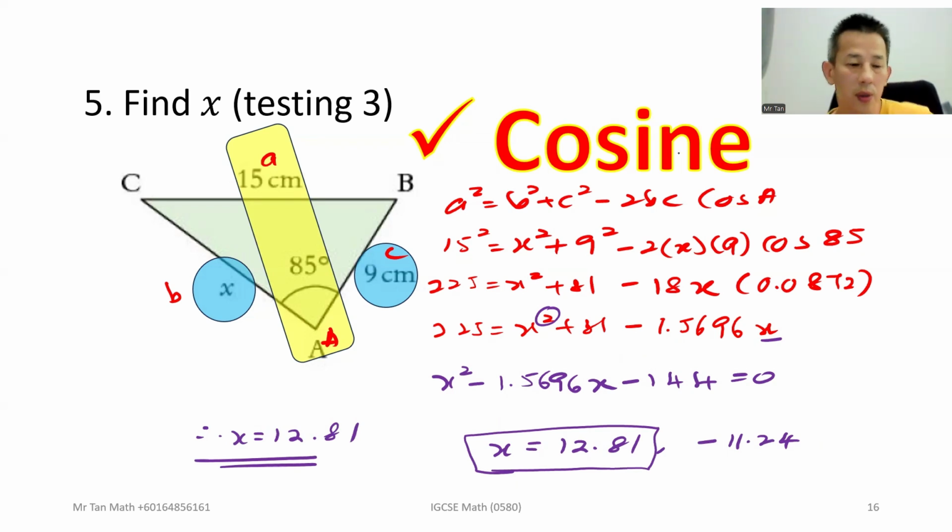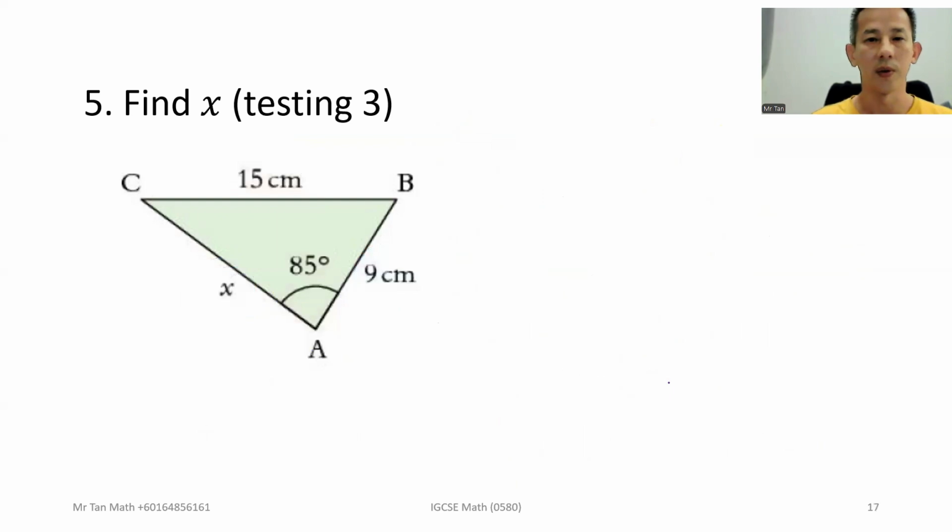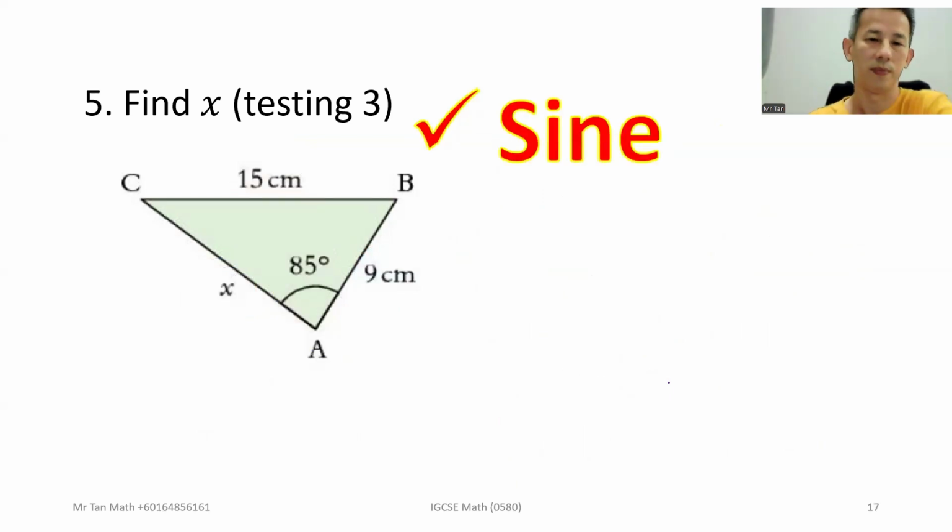So if you still insist on using the cosine rule, you need to deal with a quadratic equation. So make sure you know how to solve quadratic equations. Okay, what if we want to use the sine rule?